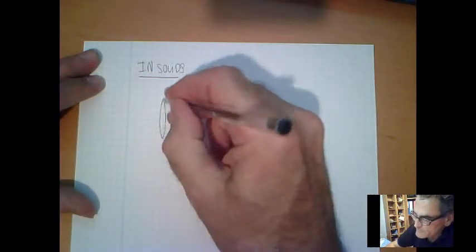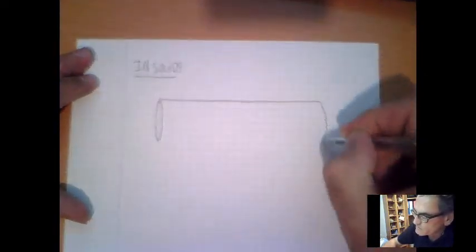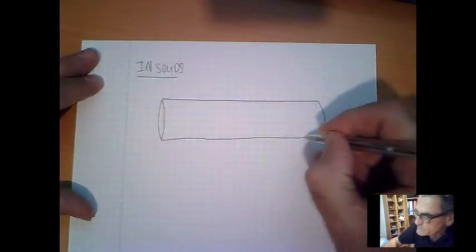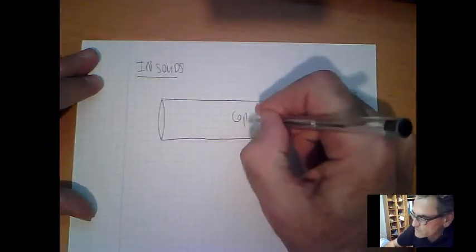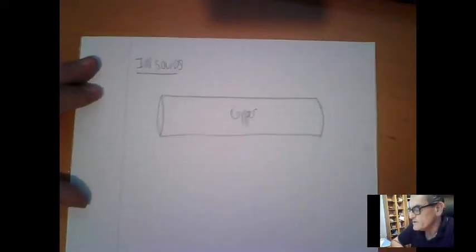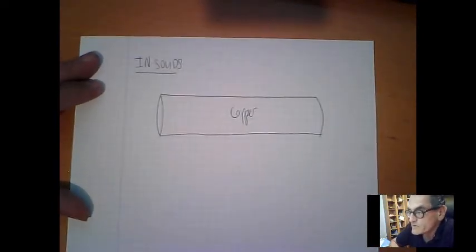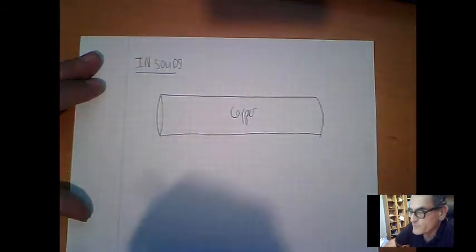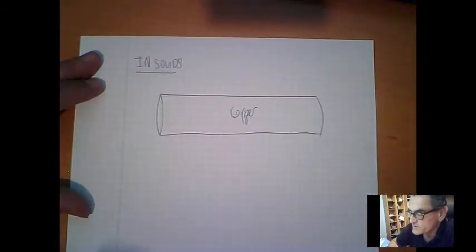Okay, if you take a solid, let's say you take a bar of metal. Let's say you take a bar of copper. Why do I take copper? Copper, cuivre, okay? Why do I take copper? Because we know that copper is a very good transmitter of heat, okay?